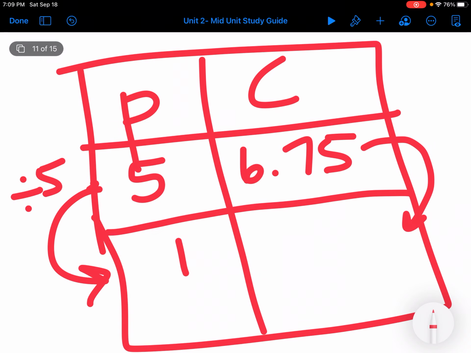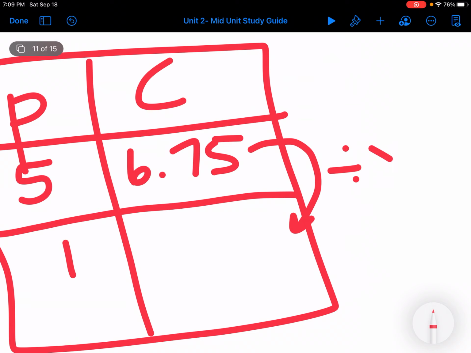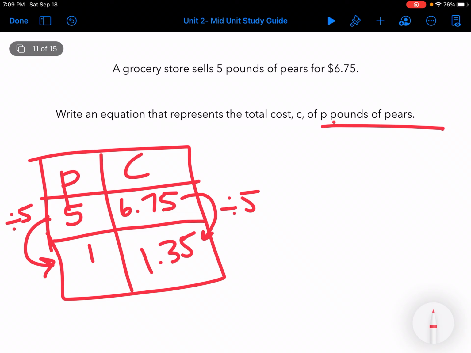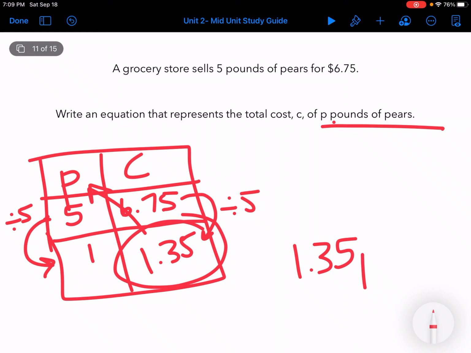So on this side I'm going to divide by 5. And in my calculator, $6.75 divided by 5, I get $1.35. So I know that $1.35 times the pounds equals the cost. So 1.35 times the pounds equals the cost, or I could have said cost equals 1.35 times the pounds.